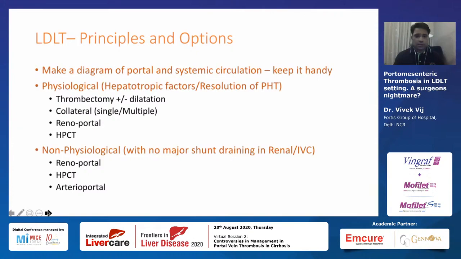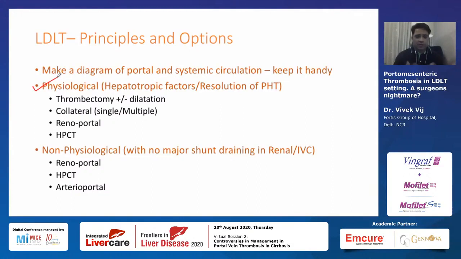living donor liver transplant in such a scenario, there are certain principles and certain options we have in LDLT. Now, these principles are, of course, as I told you, that we have to keep the diagram handy, the anatomical diagram, collaterals, IVC, renal veins, because that comes very handy in the operation theater. The second thing, which is most important, is that we should always try to create an anastomosis which will lead to physiological flow, that is from the splenic vein or SMV or combined splenic vein and SMV to the liver.